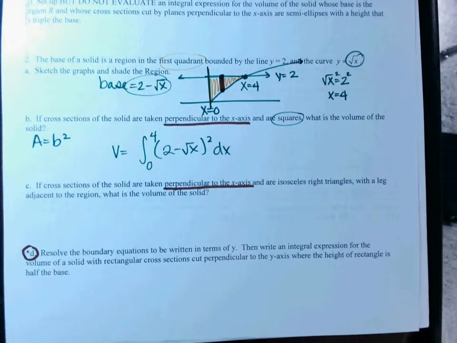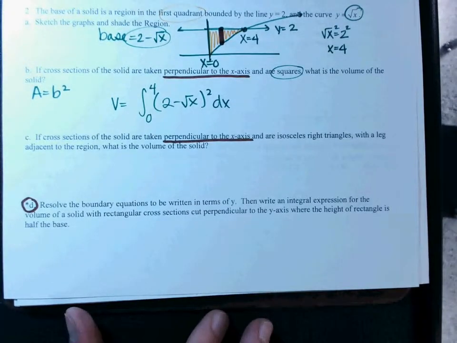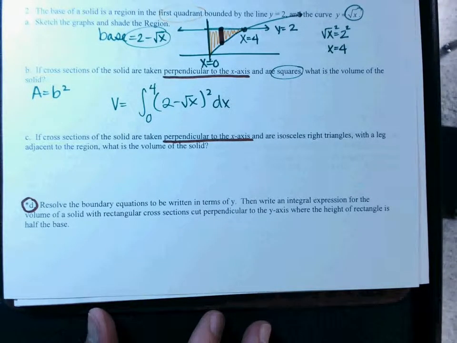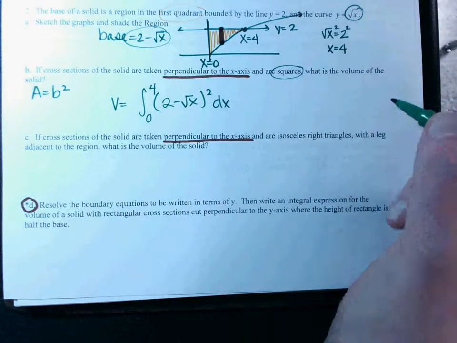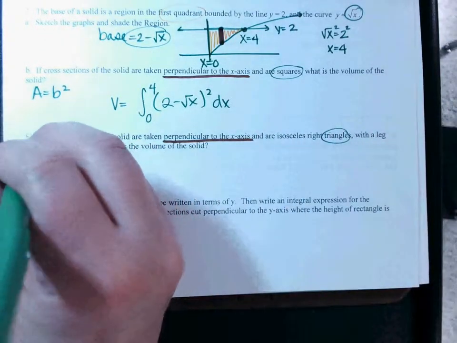Okay, go down to part C. I want an isosceles right triangle with a leg in the region. So remember that if it's a triangle, then it has to be 1/2 base times height.